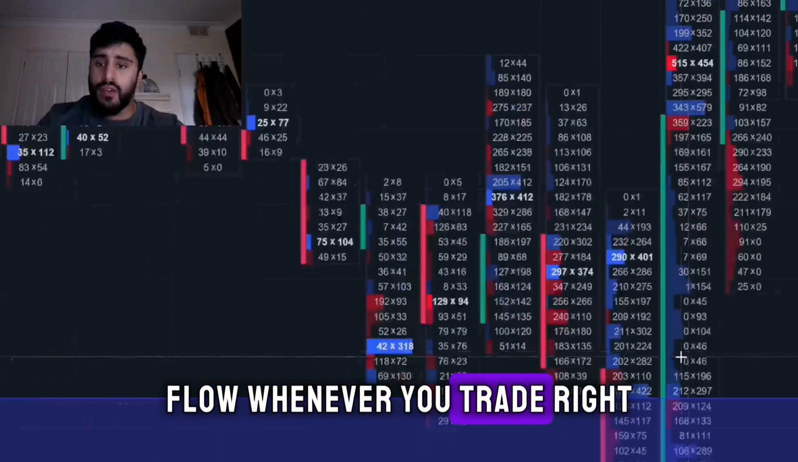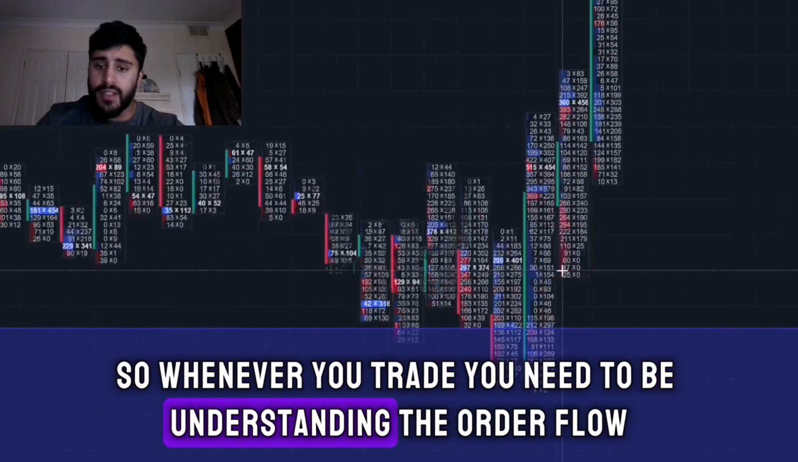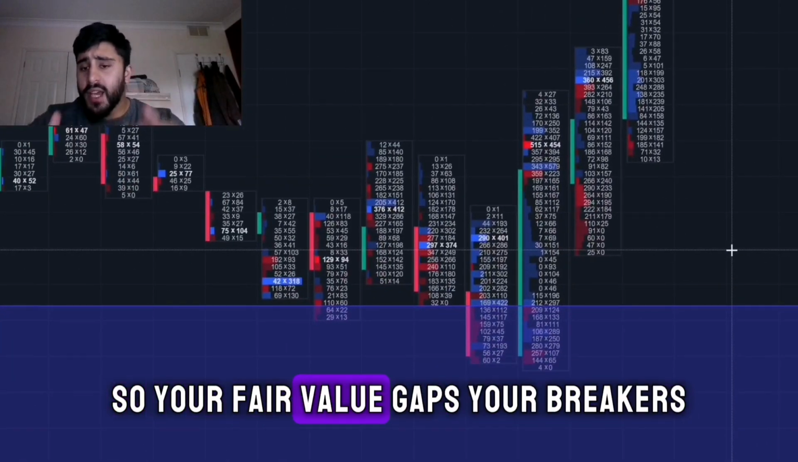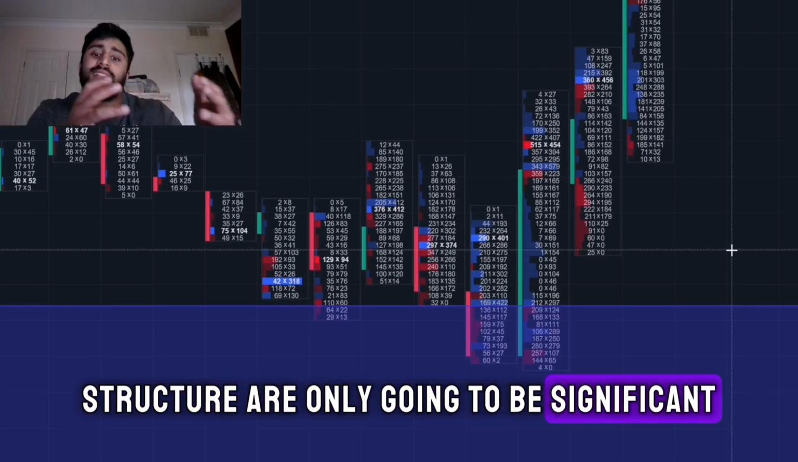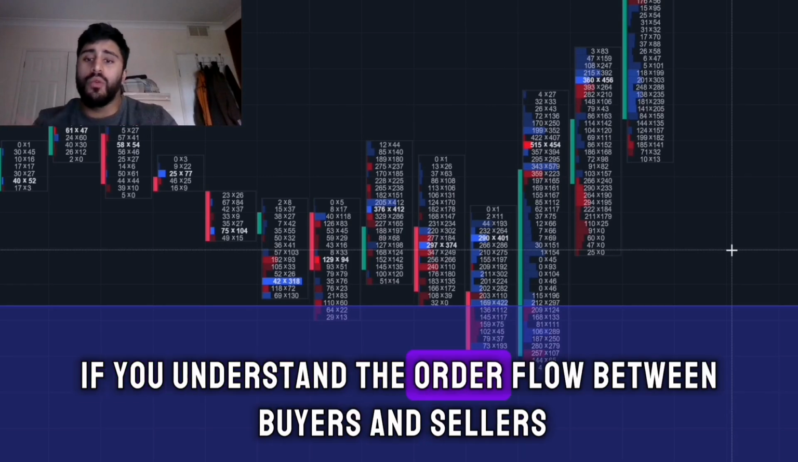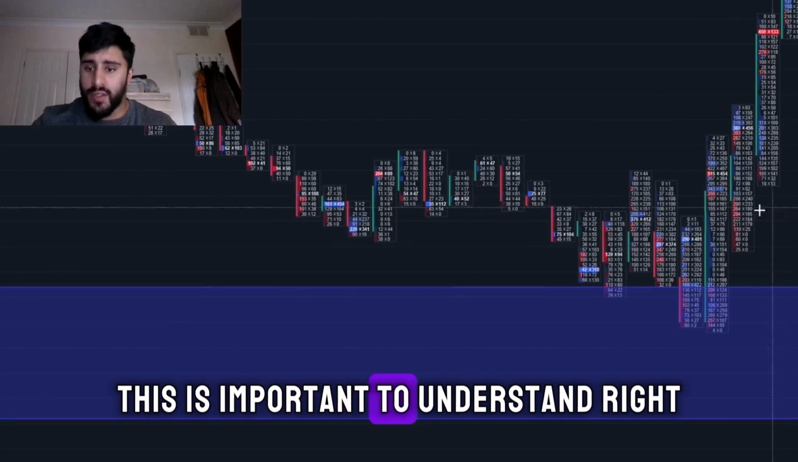Flow whenever you trade, right? So whenever you trade, you need to be understanding the order flow. So your fair value gaps, your breakers, your key levels, your breaks of structure are only going to be significant if you understand the order flow between buyers and sellers. This is important to understand, right?